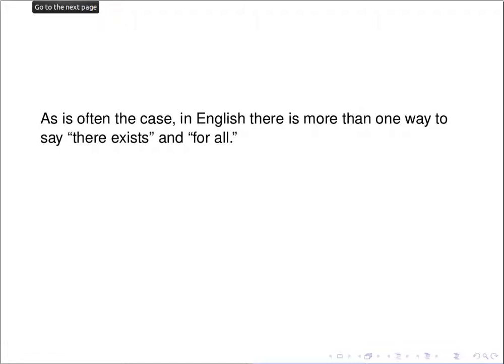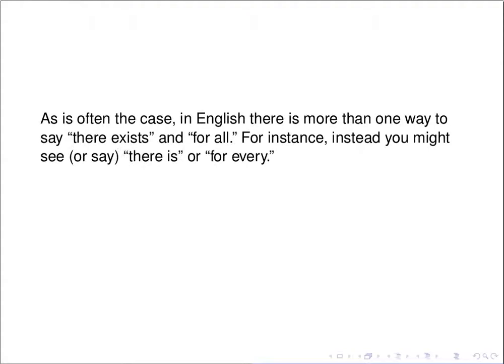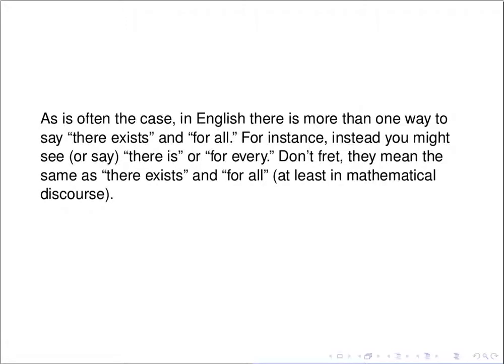As is often the case in English, there's more than one way to say there exists and for all. For instance, you might see or even say there is instead of there exists, or for every instead of for all. But don't fret, these mean the same as there exists and for all, at least in mathematical discourse when we're doing mathematics. There are some phrases that you should avoid, like any. Sometimes any means one and sometimes any means all, but you should stick with for every or for all or there is or there exists, and those mean the same as our usual existential and universal quantifiers.